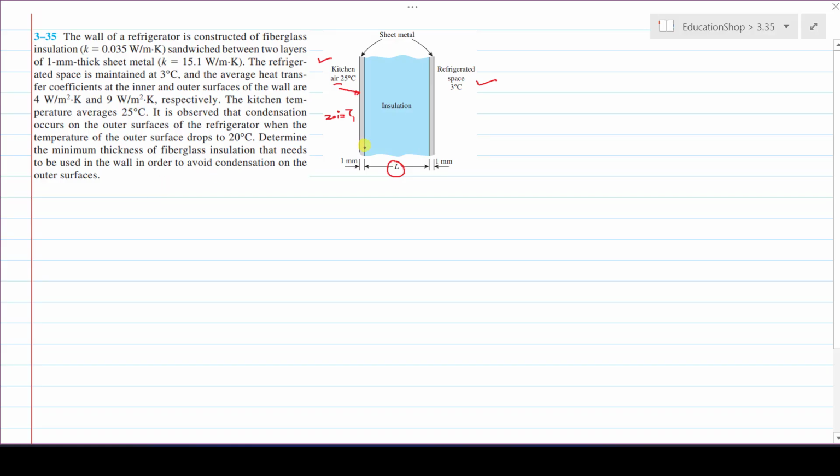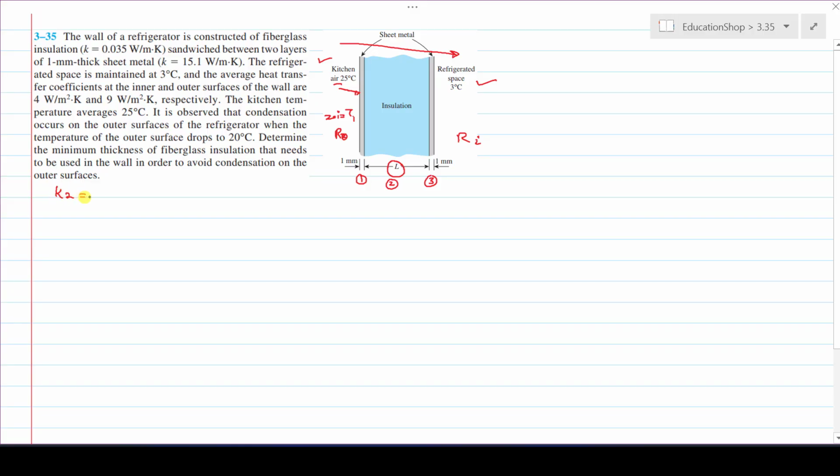This is, let's say, the first layer, this is the second layer, this is the third layer that offer resistance to the heat transfer when the heat transfer takes place from 25 centigrade towards the 3 centigrade. These different layers 1, 2, 3 offer resistance to the heat transfer. Also resistance to the heat transfer is offered by the outside of these sheet metals, and inside this refrigerated space. Now let me write the data that is given in this statement.